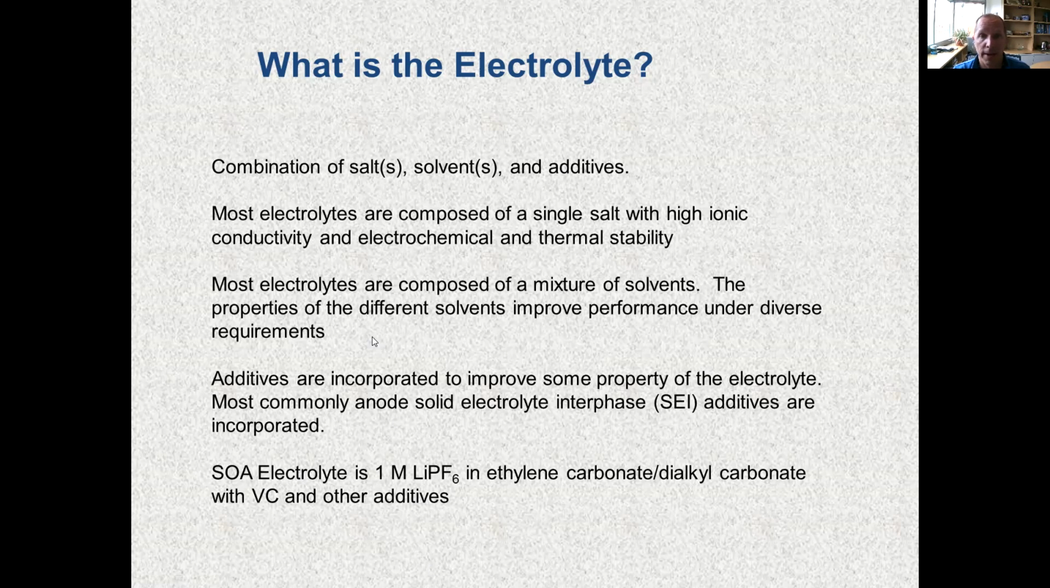Most electrolytes are composed of a single salt, which has high ionic conductivity, and typically has to have good electrochemical and also thermal stability, because as we've already said, the electrochemical potential window of the lithium-ion battery is typically in excess of 4 volts between the anode and the cathode. It's a very broad electrochemical potential window, and therefore the electrochemical stability of the electrolyte is of critical importance, as is the thermal stability of these electrolytes.